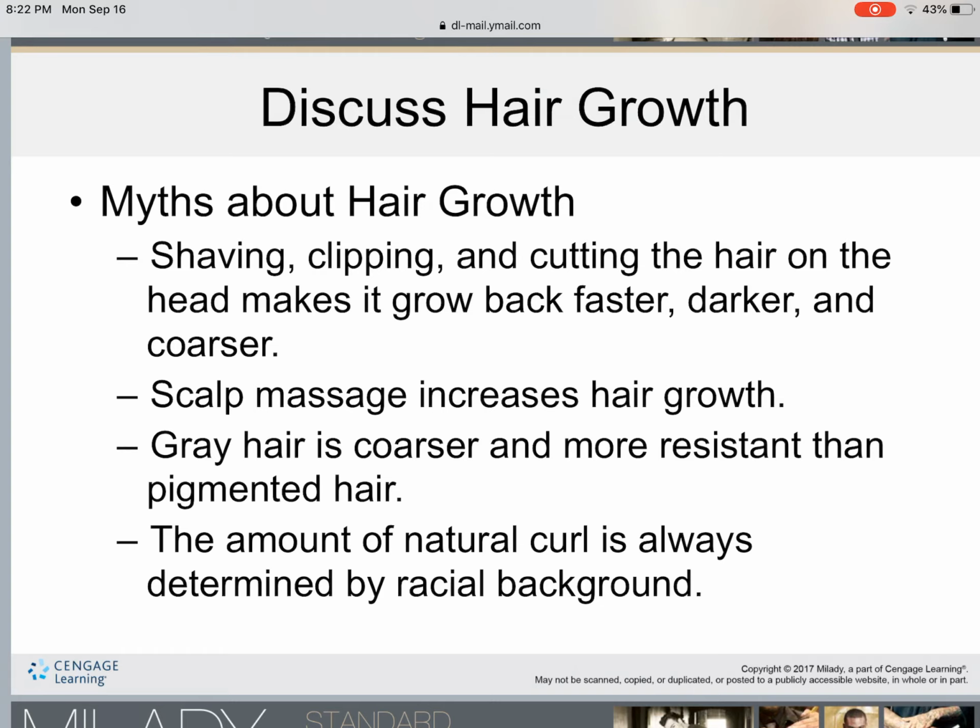Another myth: the amount of natural curl is always determined by racial background. We talked about this earlier. Fact: anyone of any race or mixed race can have hair from straight to extremely curly. It is also true that within races, individuals have hair with varying degrees of curl in different areas of the head. So, previously we talked about a generalization. One thing we know about a generalization is that it is not always true.